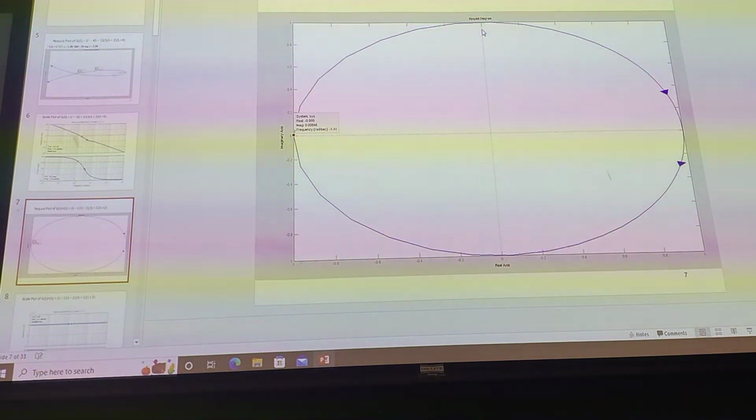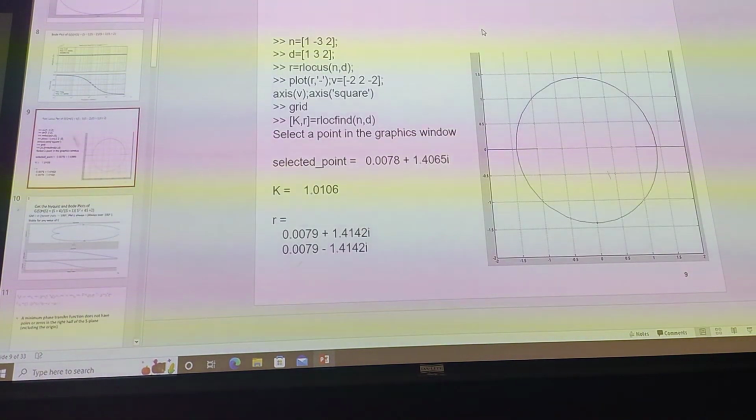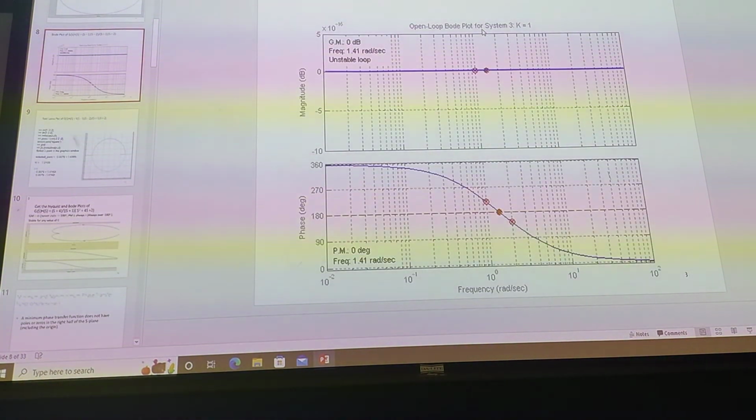No questions? Well. This is the Bode plot of this. Not the best. It's not the best. There it says that the system is unstable.